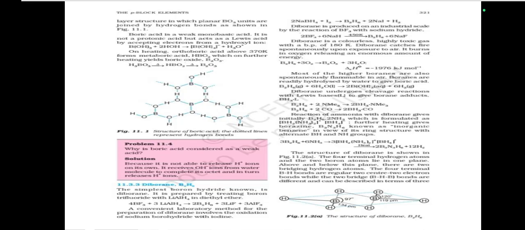A convenient laboratory method for the preparation of diborane involves the oxidation of sodium borohydride with iodine: 2NaBH4 + I2 gives B2H6 + 2NaI + H2. Diborane is produced on an industrial scale by the reaction of BF3 with sodium hydride: 2BF3 + 6NaH, at 450 Kelvin, gives B2H6 + 6NaF.